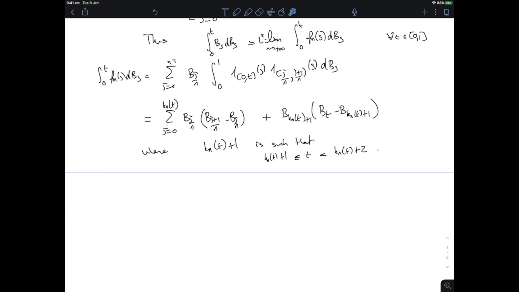But now we want to try and relate that to the b_t squared over 2 minus t over 2 that we are trying to obtain. And in order to do that, we're going to use the following property, right? We have to look at all sorts of things that are of the form b at something times that same thing minus another element of the Brownian.